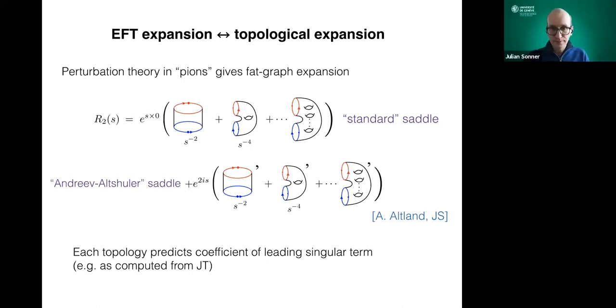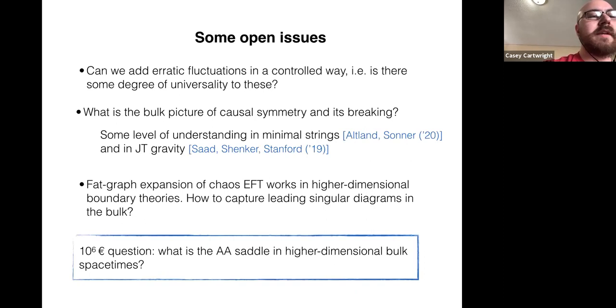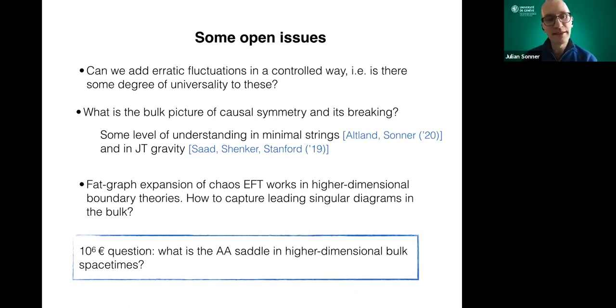On that slide, you were talking about the $1 million question, which is, what is this Andreev... 1.2 million. Yeah, right. In euros. So my question is, is the standard saddle well understood in the higher dimensional bulk spacetimes? No. But there is a clear proposal here, and that's these two boundary wormholes. At least, for example, people like Cotler and Jensen have a proposal for how to construct them.